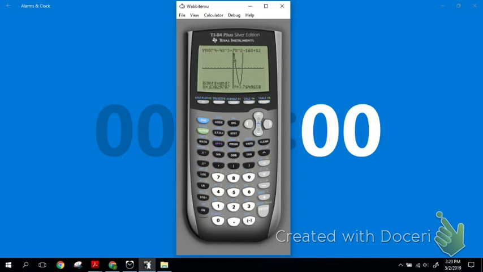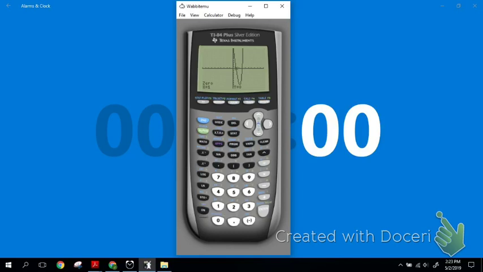Now it should ask for your right bound. So you're going to go to the right of it. So we got to scroll to the right until we're past that 0. So that's past that 0. Hit enter again. And then does it say guess? Okay. We're just going to get close to it. And then hit enter. And that should come up with x equals 1, y equals 0.